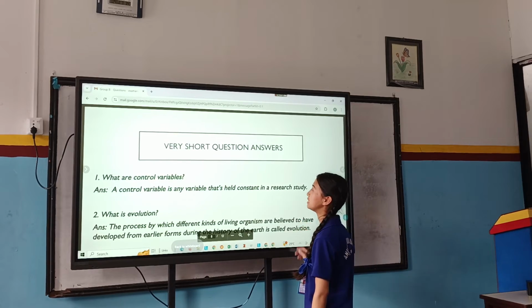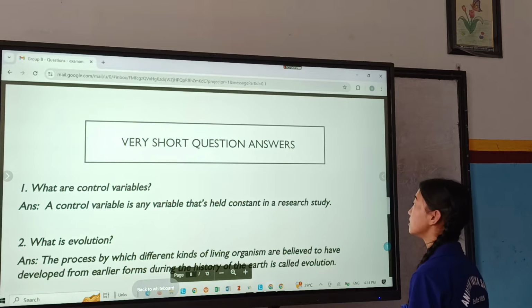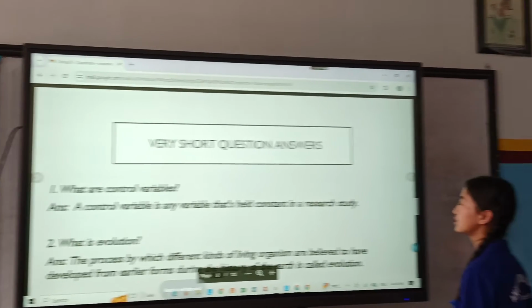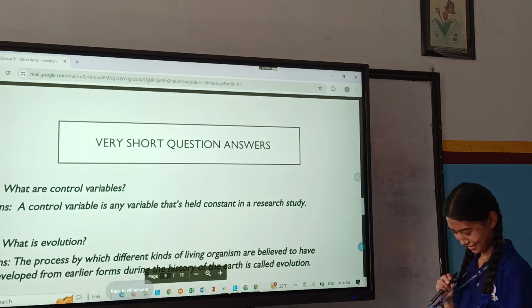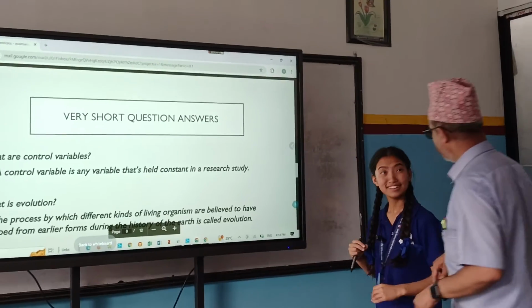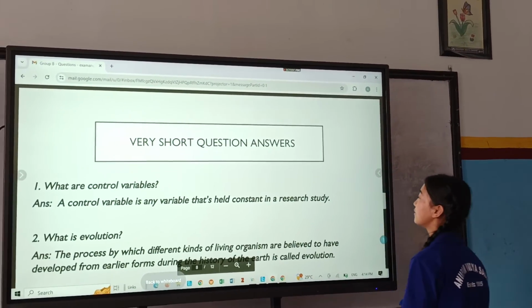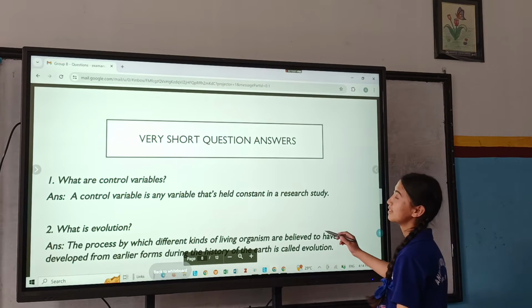What are the control variables? The control variable is any variable that controls the result. Keep your mic up. More up. Yeah. More. Yes. Produce a louder sound. What is a control variable? A control variable is any variable that is kept constant in a series of experiments.